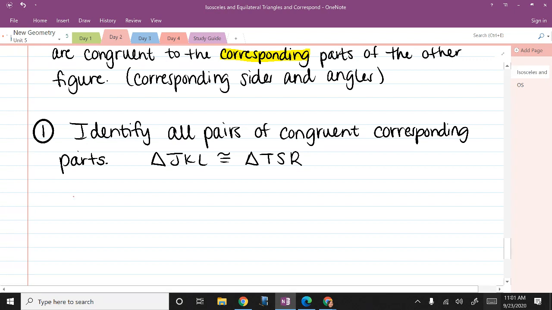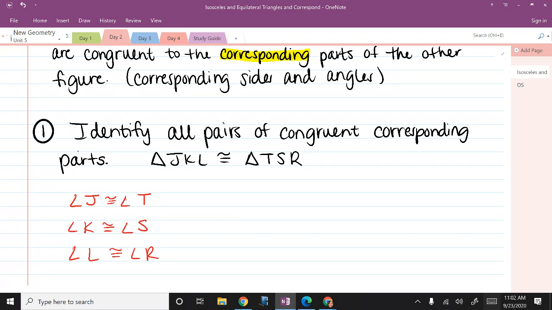So angle J is congruent to angle T. Angle K is congruent to angle, what's in that K spot? S. And then angle L is congruent to angle R. First goes with first, middle with middle, last with last. So those are all of my corresponding angles that are congruent to each other.